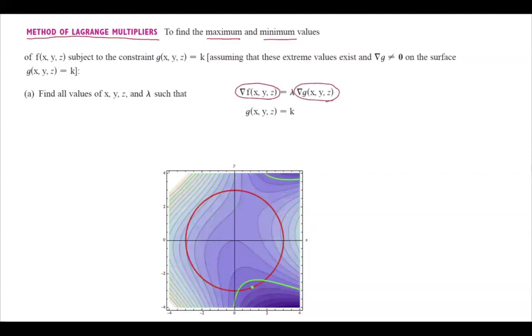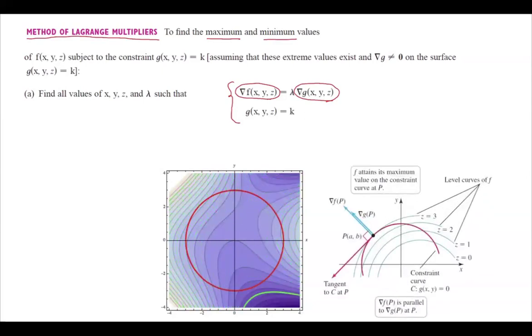And then we're going to find the values that help us solve the system using the gradient of f equals lambda gradient of g and the constraint g of x, y, and z equals k. What are we doing here? We're basically finding all of those values that satisfy these two vectors: the gradient of f and the gradient of g become parallel to each other.